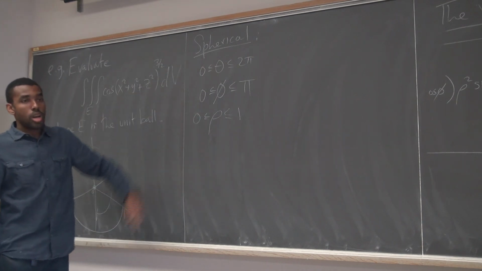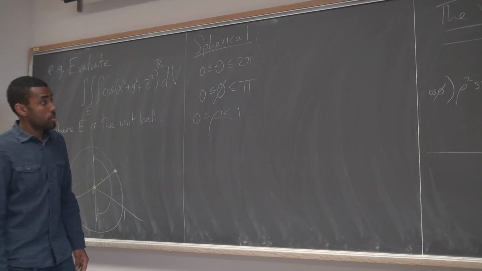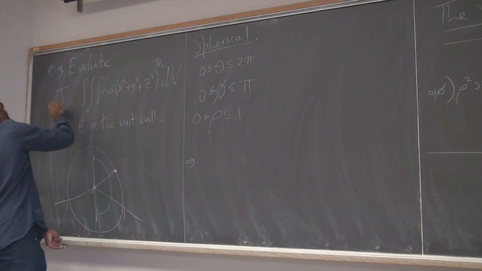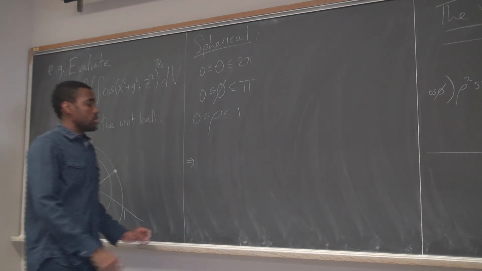So all my limits are constants in terms of spherical coordinates. And so this integral, how would it look?